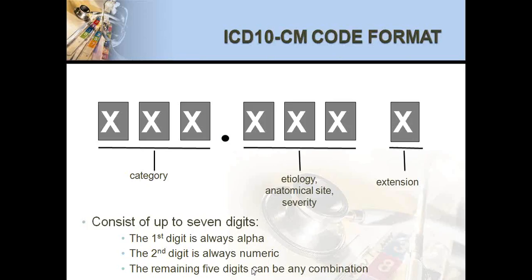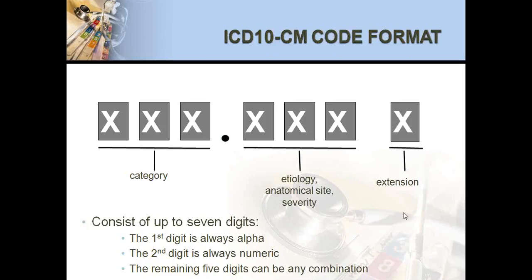Okay, so the format, a little bit bigger here. This gives you your category, or what we call your family name. The 4th, 5th, and 6th digits give the etiology, the anatomic site, and the severity of the condition, and then the 7th digit is the extension.